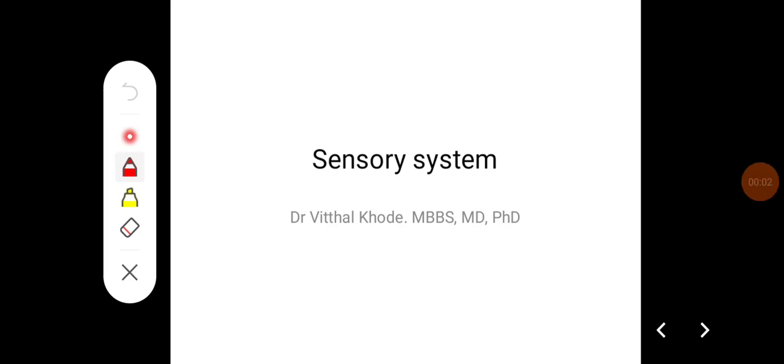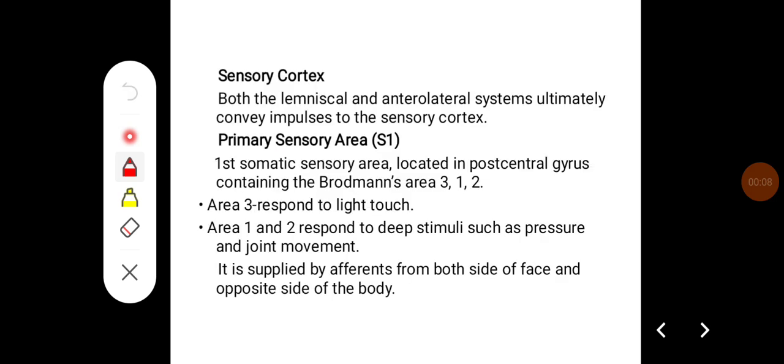Hello everyone. In this class, we'll study the sensory system. We are going to mainly concentrate on ascending tracts. Sensory cortex: both lemniscal and anterolateral systems ultimately convey their impulses to the sensory cortex.